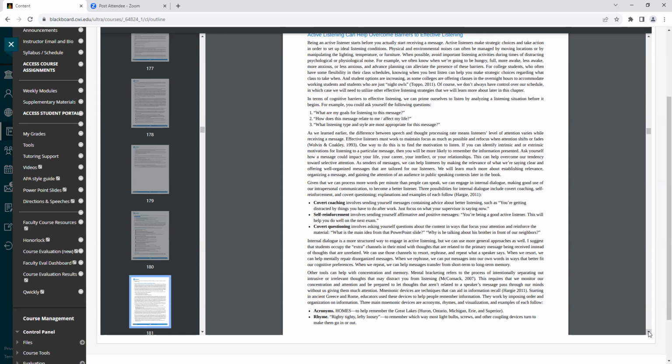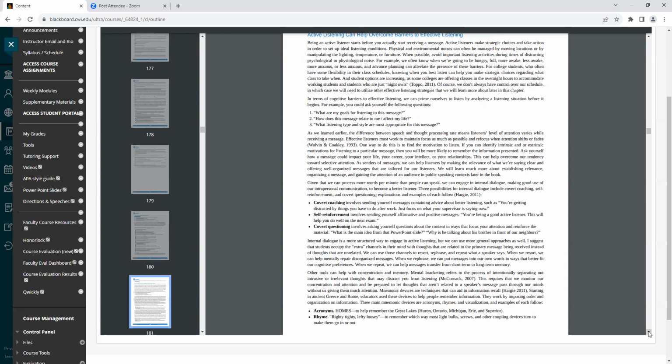As senders of messages, we can help listeners by making the relevance of what we're saying clear and offering well-organized messages that are tailored for our listeners. We will learn much more about establishing relevance, organizing a message, and gaining attention of an audience in public speaking contexts later in the book.